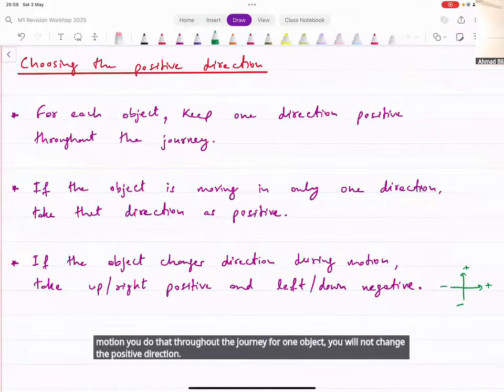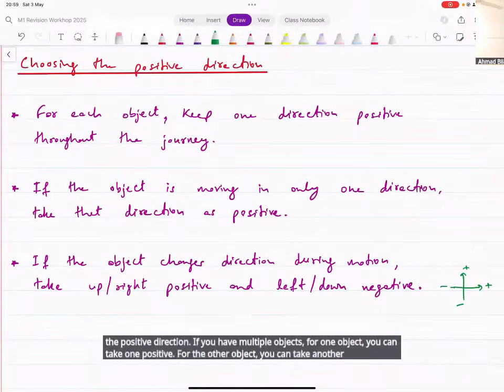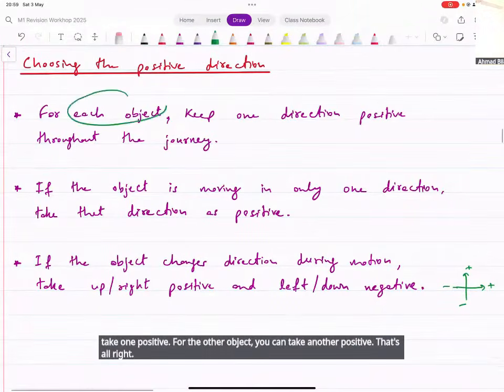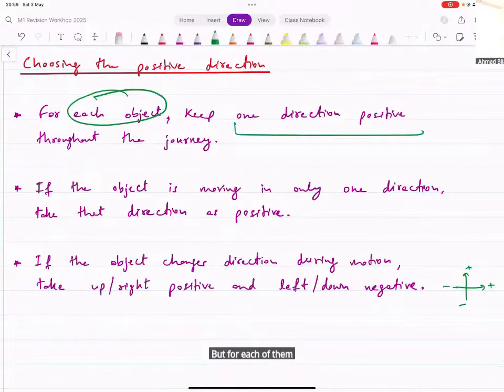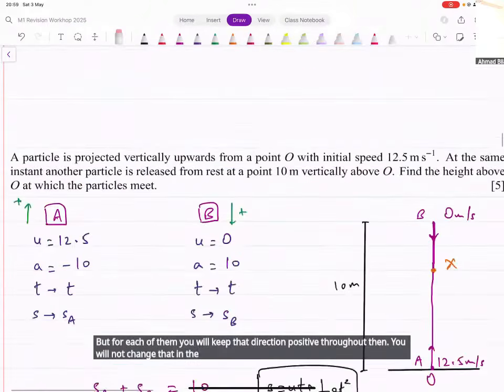If you have multiple objects, for one object you can take one direction as positive, and for the other object you can take another direction as positive. That's all right. But for each of them, you will keep that direction positive throughout. You will not change that in the middle. Okay, let's have a look at some examples now.